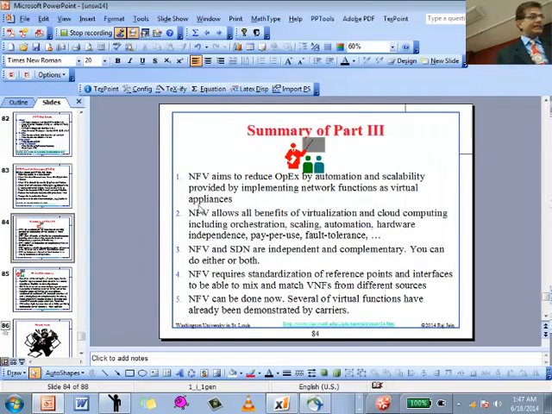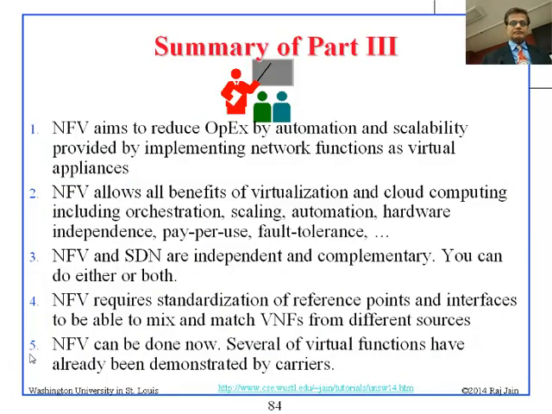So the Part 3 summary is that NFV aims to reduce the OPEX by automation and scalability provided by functions in virtual appliances. So it has all the advantages of virtualization and cloud computing, which includes many of the things that we had on the list before, including automation, hardware independence, pay-per-use, and fault tolerance, et cetera.